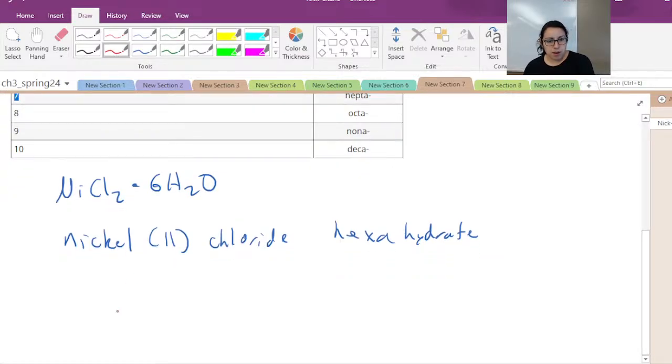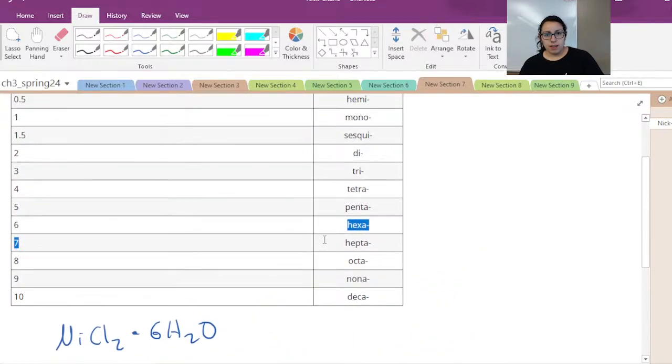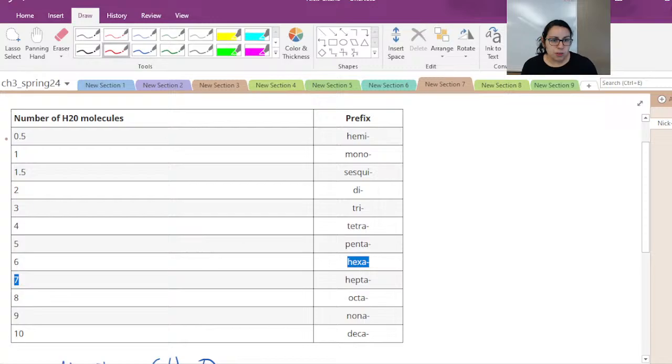I'll give you another practice. This is another common salt. Sorry, I should have shown this. We could also see this where you have 1 molecule of water for every 2 molecules of a substance. That's where you get that weird half equivalent. That would be hemi.